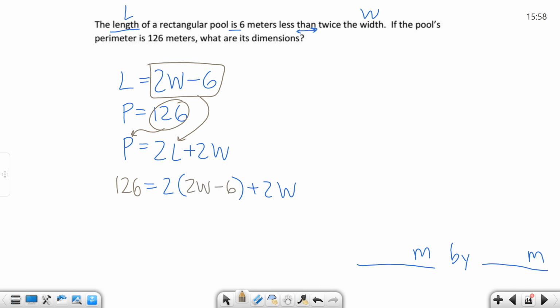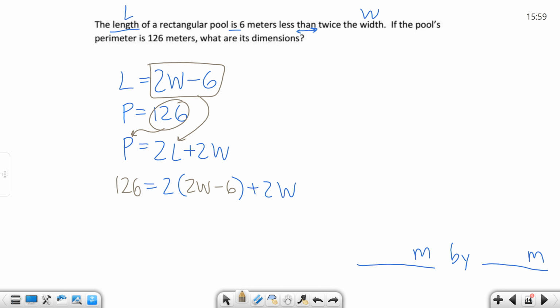So notice what I've done. I replaced my P with what I knew it was, 126. I replaced my L with 2W minus 6. I don't know what it is, but I put it in terms of W. And that's nice because now, what does this equation have? It only has W in it. No other variable. Just W. Now I can solve it.